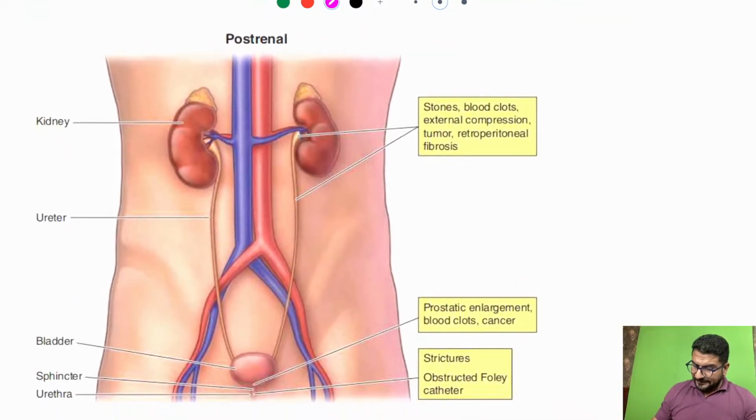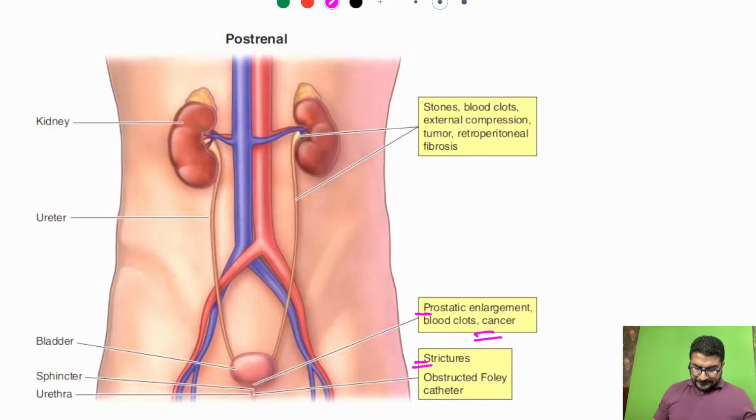So you can see post-renal means any problem where in bladder, ureter, in urethra, in prostate. For example, you can say BPH can cause this, prostate cancer can cause this, any stricture can cause this, Foley catheter can cause this, right? Any obstruction in that Foley catheter. So these are the causes.